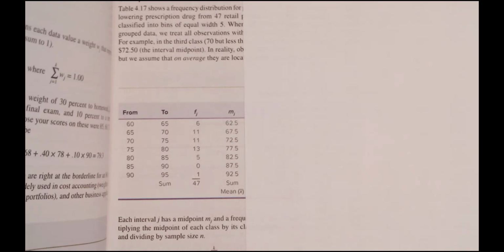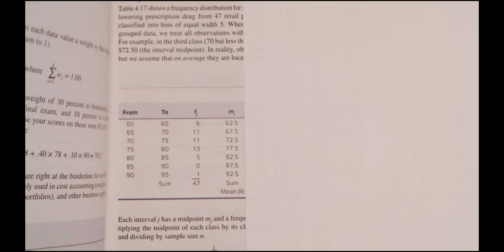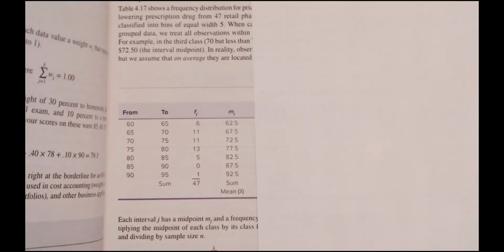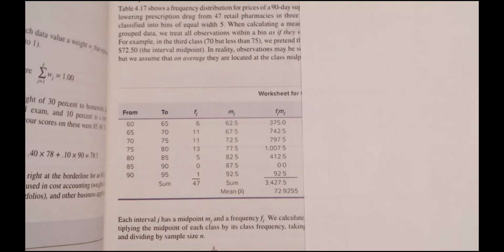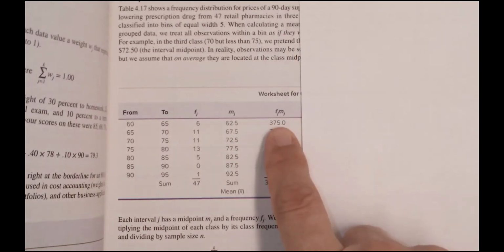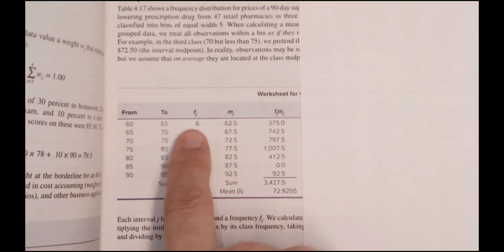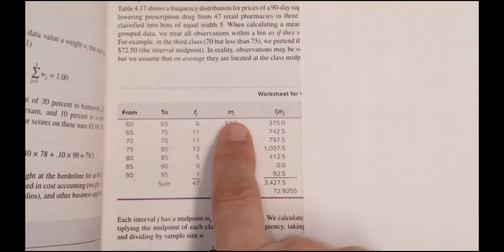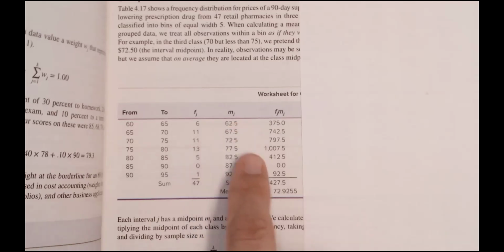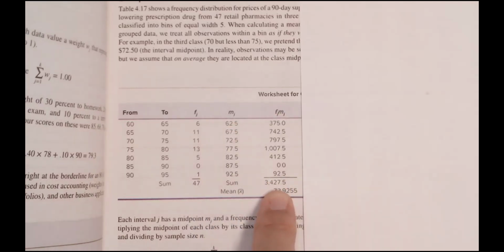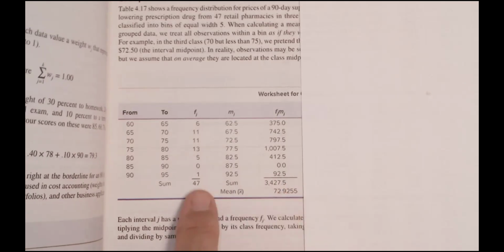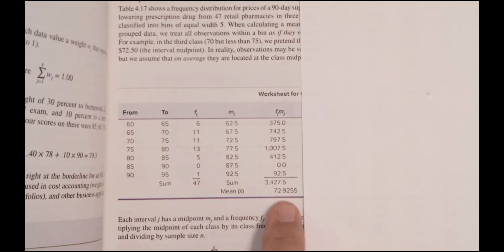So what's 6 times 62.5? Well, I'm going to do this for every one of these 2 columns. I'm going to multiply the frequency, F, by the middle, M. Add all those up and divide by 47, because there were 47 pieces of data. This is my guess for the average.